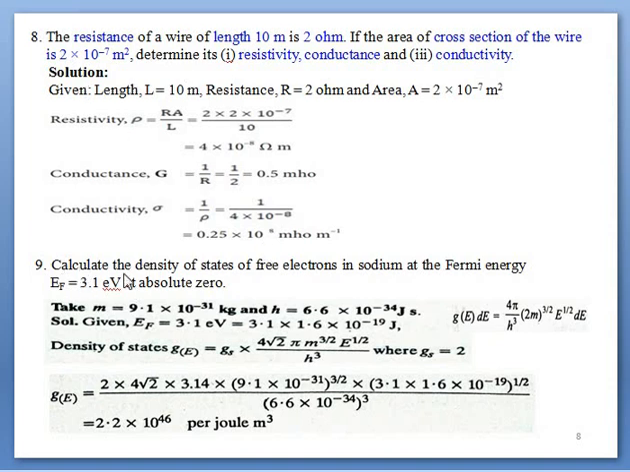In the next numerical, we have to calculate the density of states of free electrons in sodium. Fermi energy is given at absolute zero. So we know that the density of states is expressed by this equation, where h is Planck's constant, m is mass, and E is the energy. The density of states around which energy level? That energy level is E, and dE represents the range. Now we have to calculate the density of states around the Fermi energy. So we have to put E_F here, no need to put dE. The same equation is here.